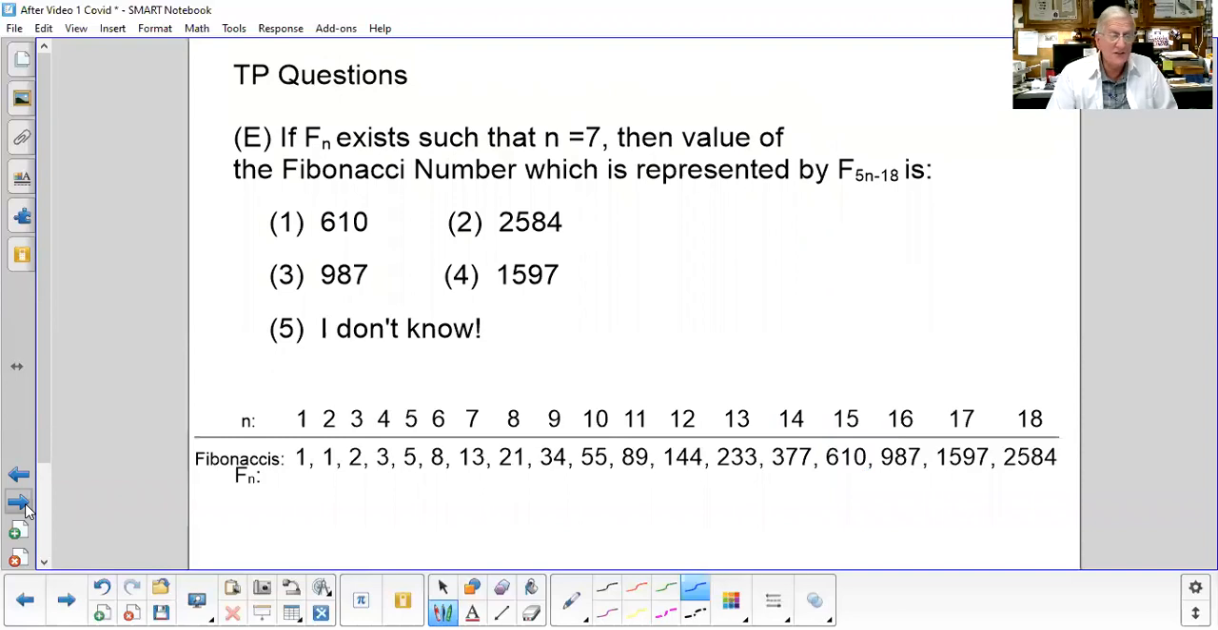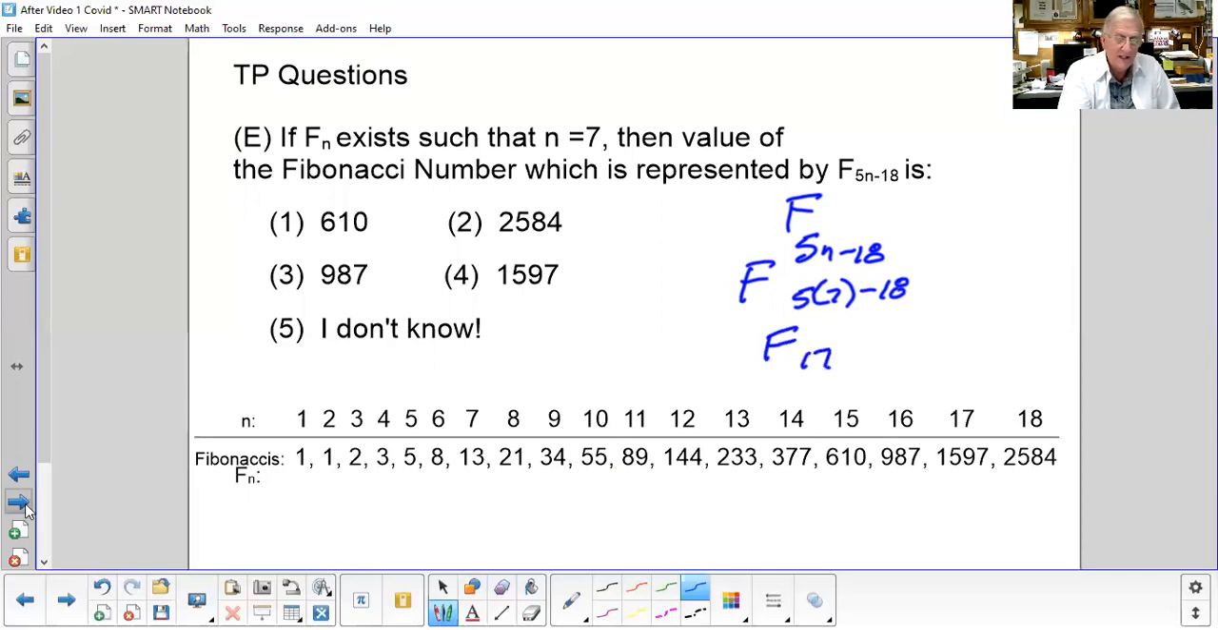If f sub n exists such that n is equal to 7, then the value of the Fibonacci number represented by the notation f sub 5n minus 18 is what? Well, I just put 5n minus 18 down here as the subscript. I replace the n with a 7. It'd be 5 times 7, which is 35. 35 minus 18, right, is 17. So the answer should be 1597, choice 4.